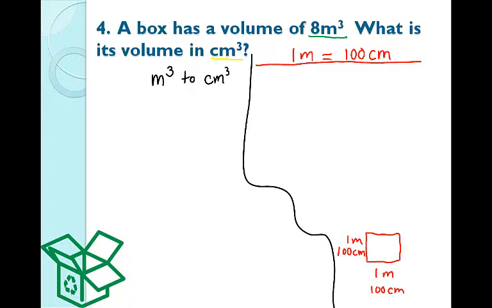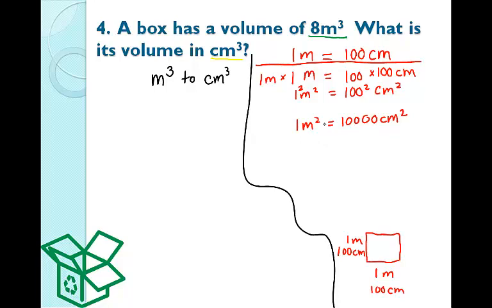What would the area of that be? Well, you'd have to find the area by multiplying the length times the width. So it'd be 1 meter times 1 meter, or 100 centimeters times 100 centimeters. So that'd be 1 squared, meter squared, or 100 squared, centimeters squared. Or if you multiplied that out, 1 meter squared is 10,000 square centimeters. So we can see that a meter is 100 centimeters, but a meter squared is 10,000 centimeters squared. What about this cubed thing?